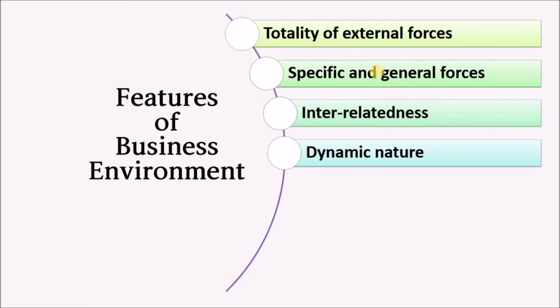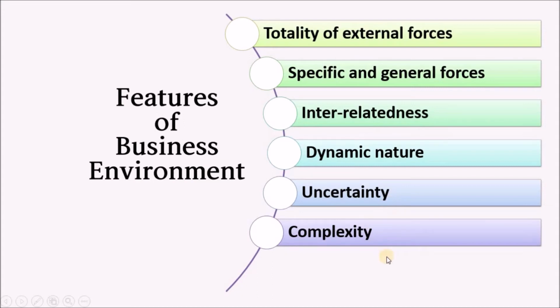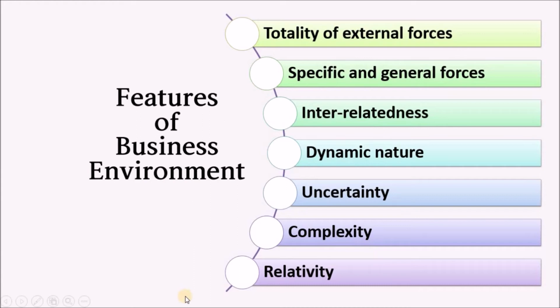Next is it is dynamic. It keeps on changing. It never remains static. Next is uncertain. Very difficult to predict. You don't know what is going to happen in future. Next is business environment is complex. It is very difficult to understand the business environment as all the components are interlinked, and how they are going to affect your business, it's very difficult for you to understand. Last is relativity, that it differs from country to country and even from region to region.